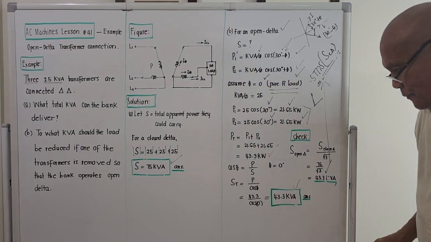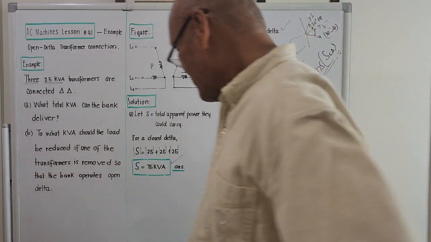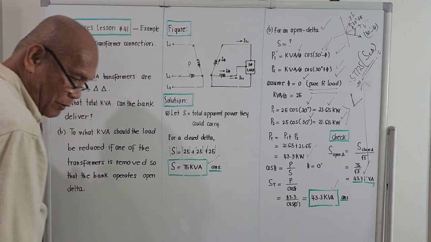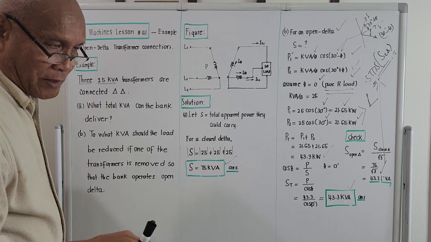Am I still on camera? This is 43.3 kVA. Okay, that's it, guys. That's the way how to compute for the total apparent power that the two windings could carry if they are operated open delta.